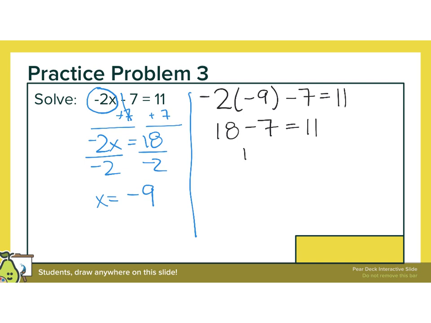18 minus 7 is 11. 11 does equal 11, so now I can write the answer, which is x equals -9.